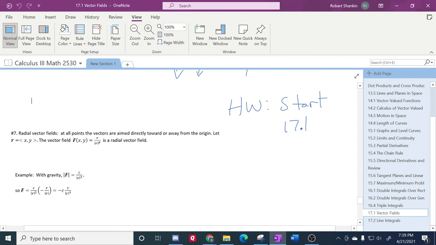All right. Radial vector fields. At all points, the vectors are aimed directly toward or away from the origin. That's the definition of a radial vector field. Let R equal <x, y>. The vector field F, which is R divided by the magnitude of R raised to the p power, is a radial vector field.